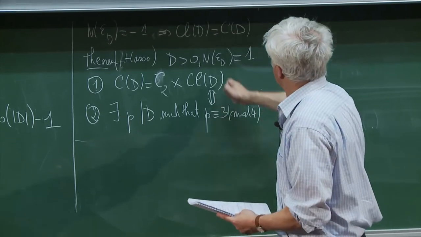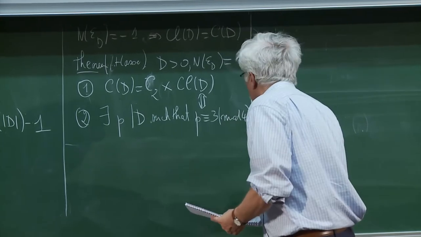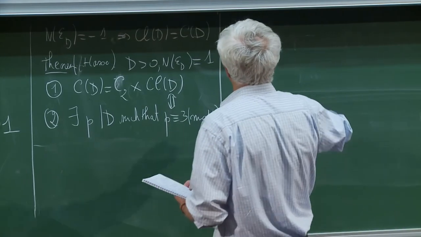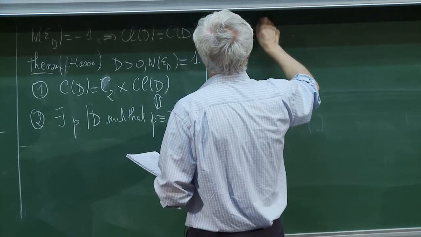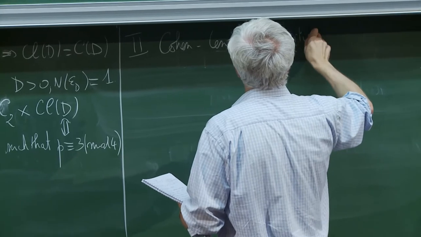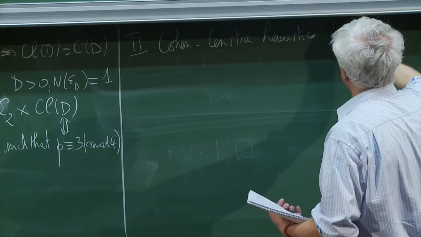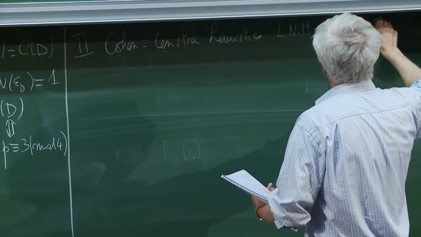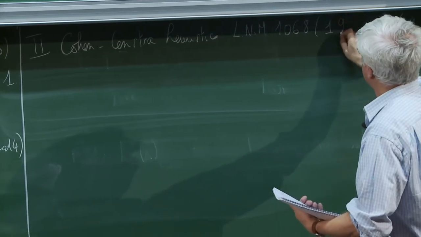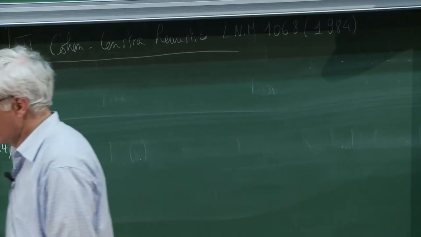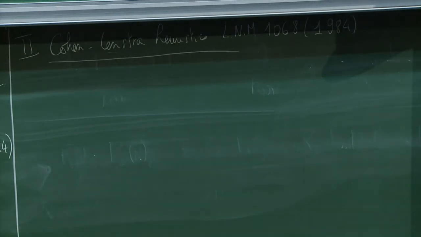So we know how the two-rank of the ordinary class group behaves. Now we arrive at the Cohen-Lenstra heuristic, so it's number 2. It's published in Lecture Notes in Mathematics in some Journées Arithmétiques this year, and a lot of people have thought about this heuristic. They have been generalized. Some of them have been proved in extended situations.